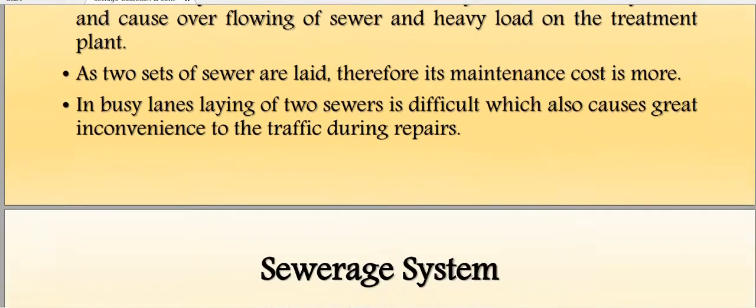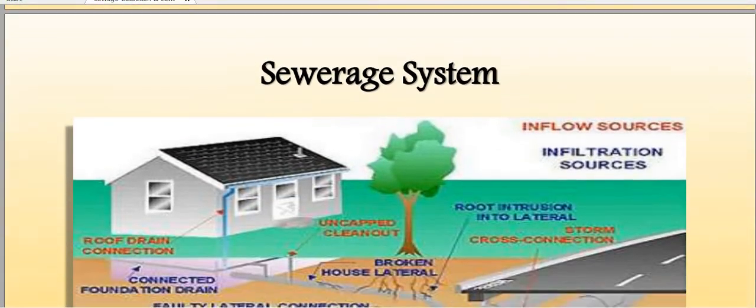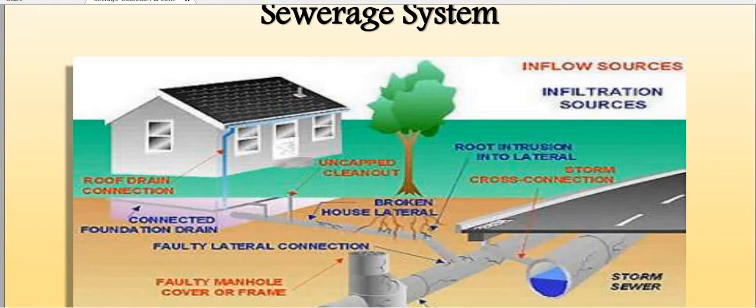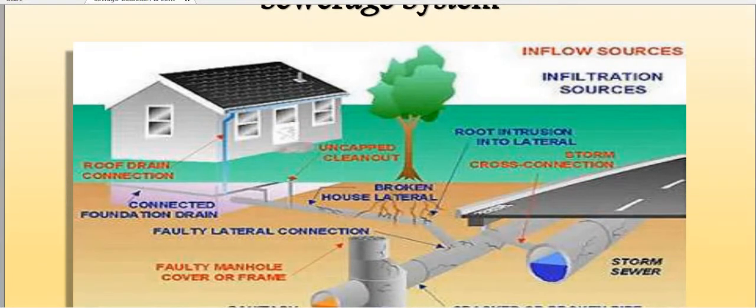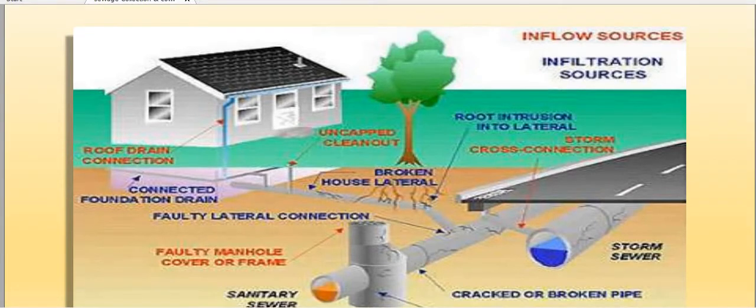Okay. So moving to the next slide, what are the various inflow sources or infiltration sources into the pipe? As we said earlier, there is always a risk that the sanitary sewage will enter the storm water pipe, or the rainwater flow will enter the sanitary sewer. So how is it possible?